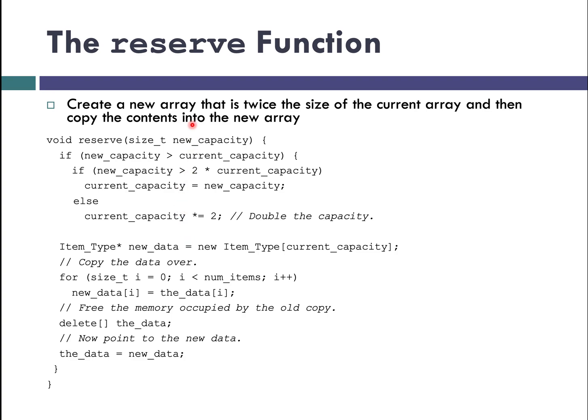This reserve function we kind of talked about, we're going to double the size of the array every time we run out of space, just in case we need it. And then we're going to use this function called new, which allocates some new space for us in the heap, and then we're going to copy everything from 0 to the end into that new space. Then we're going to delete the space we had before and point to the new data.